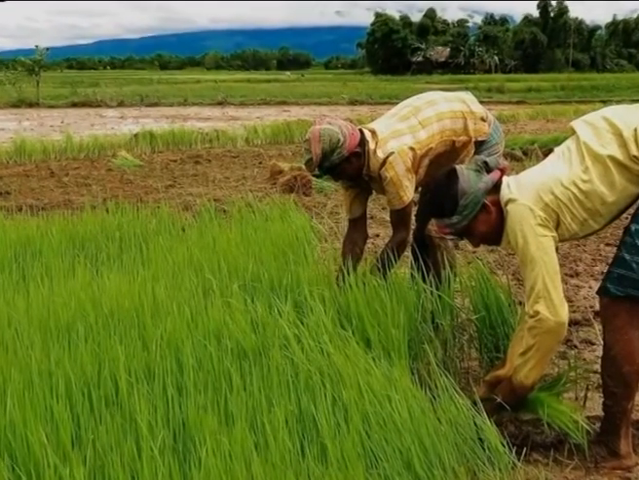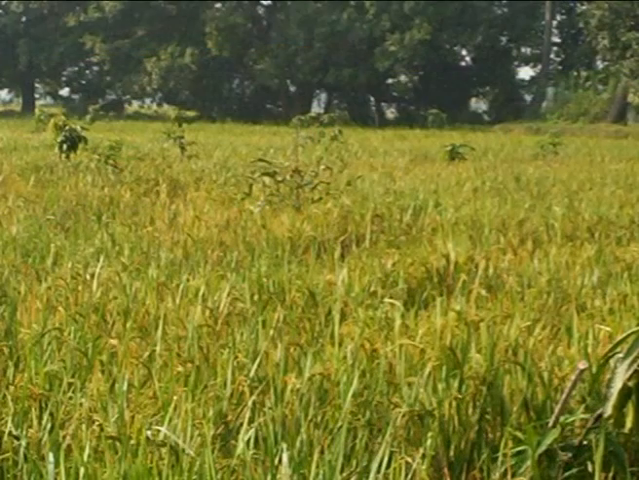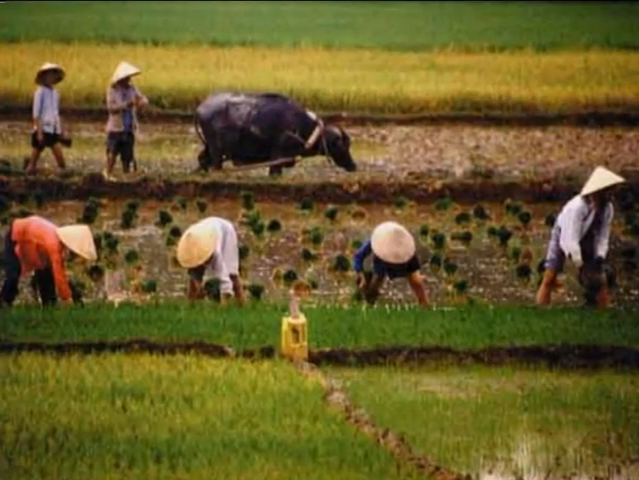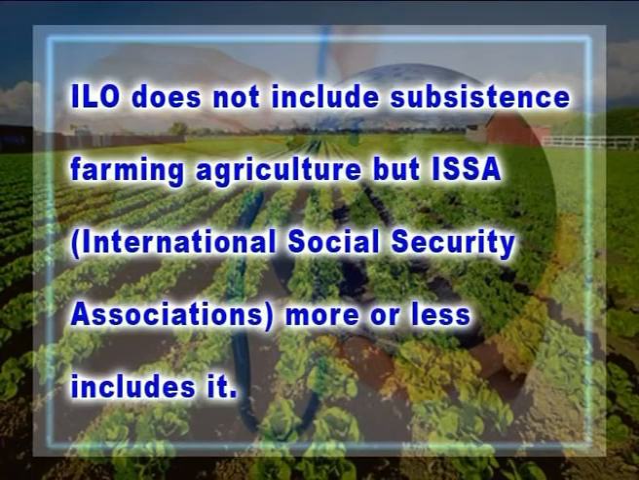A somewhat open question is whether subsistence farming should be included in agriculture. ILO does not include subsistence farming in agriculture, but ISSA, that is International Social Security Association, more or less includes it. The borderline between agriculture and forestry is not always clear and well defined.